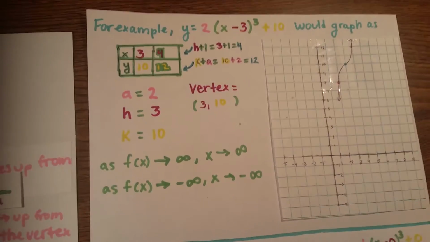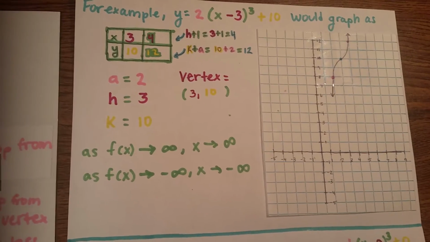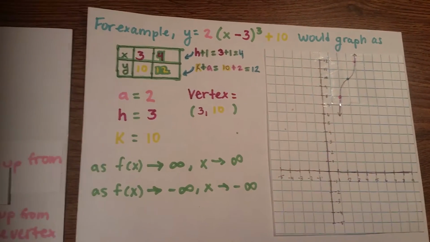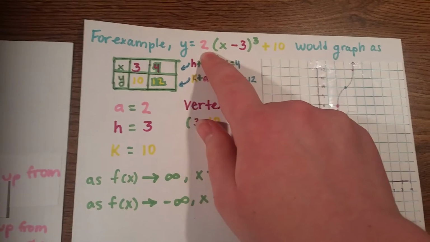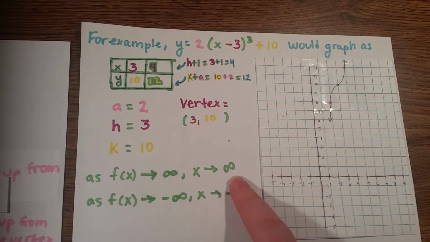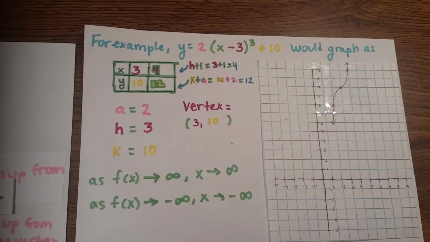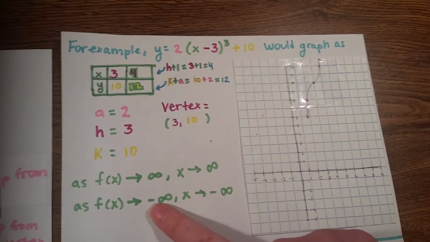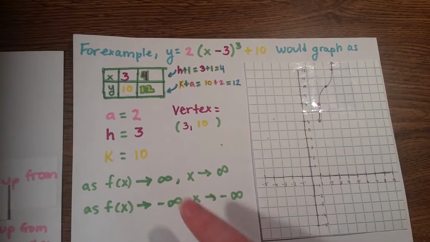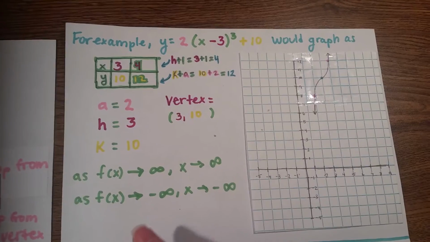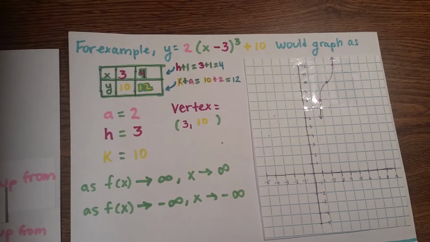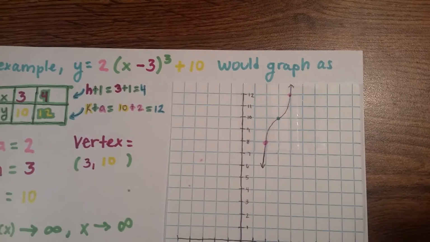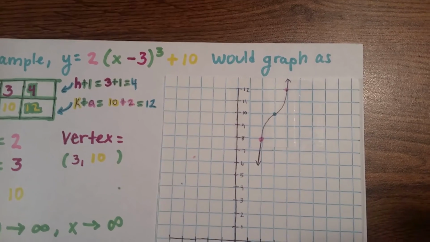One thing that needs to be mentioned is the ending behavior. Since this function has a positive a, going up on y gives you a higher x, and going down on y gives you a lower x. So as f of x goes to infinity, x also goes to infinity, and as f of x goes to negative infinity, x goes to negative infinity. And here's the graph for 2(x minus 3) cubed plus 10.